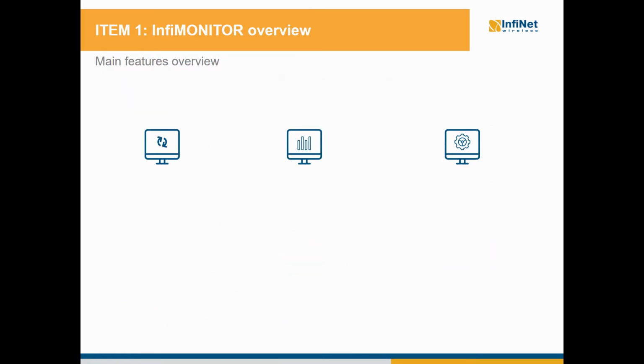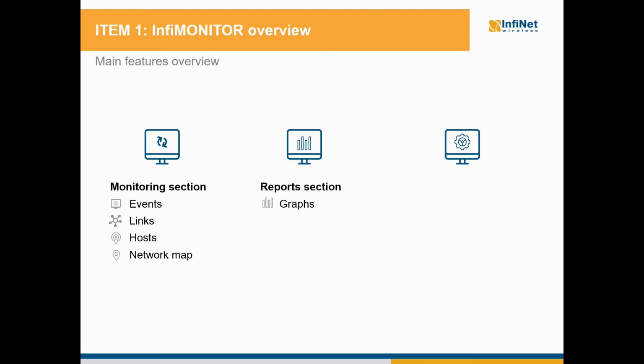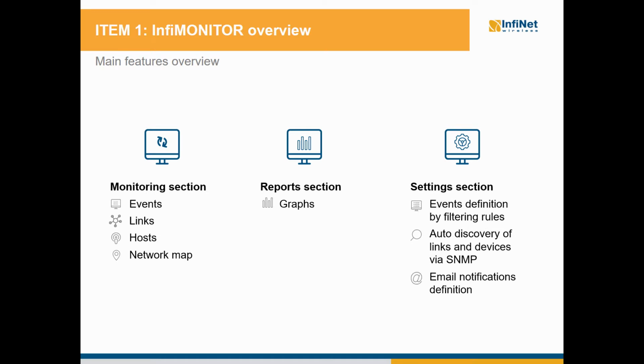The main panel of the InfiMONITOR web GUI includes 3 sections which allow you to easily access the main features of the network monitoring system. The first section is called Network Monitoring and it has 4 subsections: Events, Links, Hosts, and Network Map. I will go into more details about each subsection later on. The second section is called Reports, and here you can view statistics data about the devices and links in your network. And last, the Settings section, where you can find useful features like event definition by creating rules, the auto discovery function, and the email notification configuration.